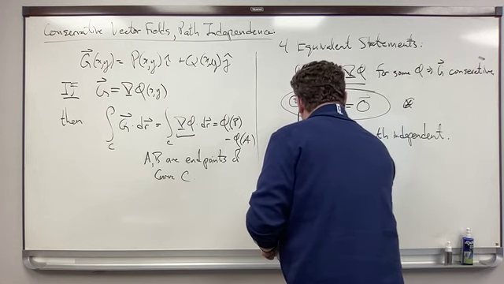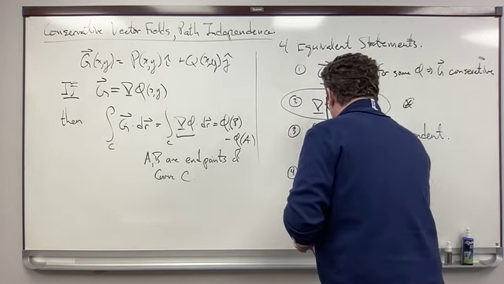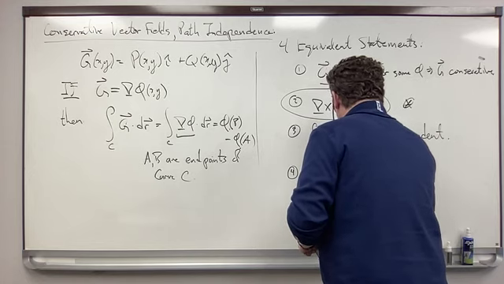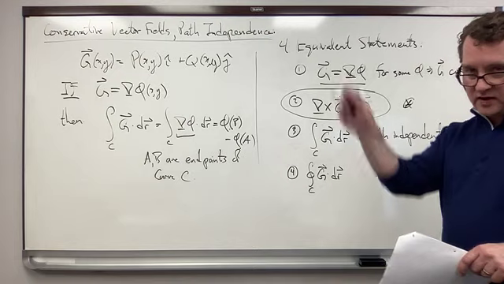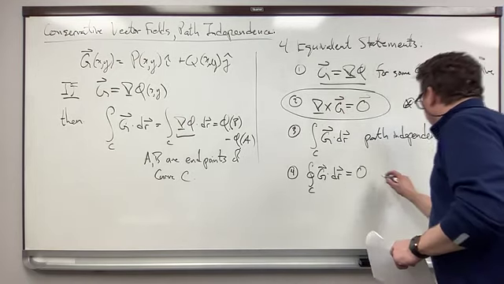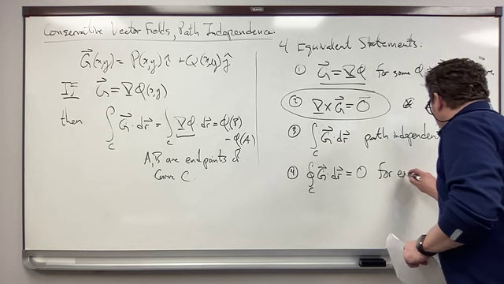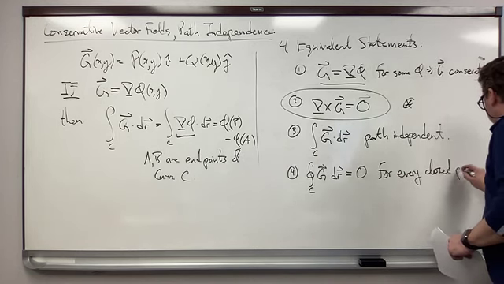4, if we take the closed contour integral, so if we integrate G along a line, there's a closed path. So we start at a point and come back to that point. This will be 0 for every closed path.